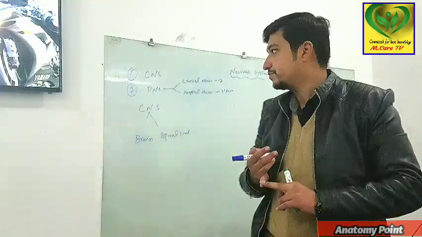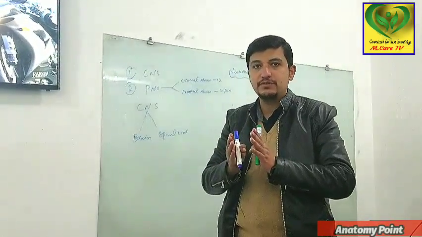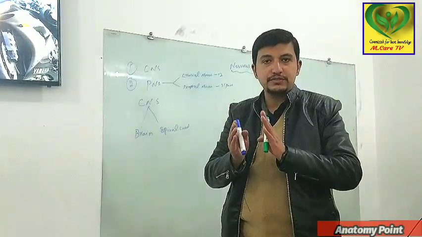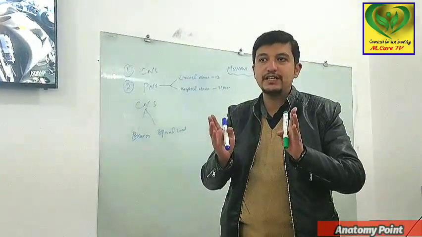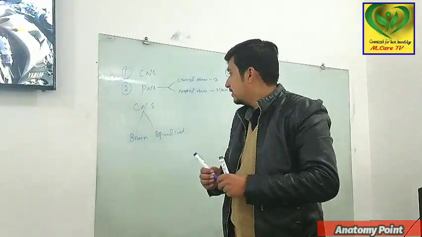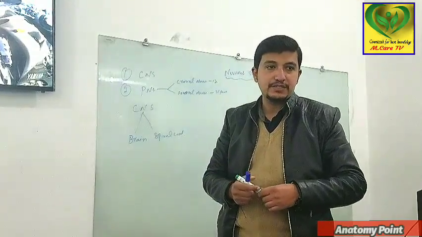Then the peripheral nerves, they are towards the periphery, emerging from the spinal cord. On both sides, they occur in pair form, on both sides of the spinal cord. Coming to the central nervous system, it consists of the brain and spinal cord.